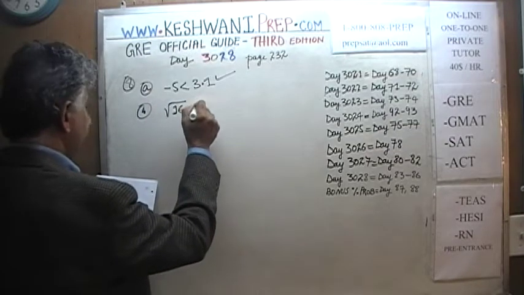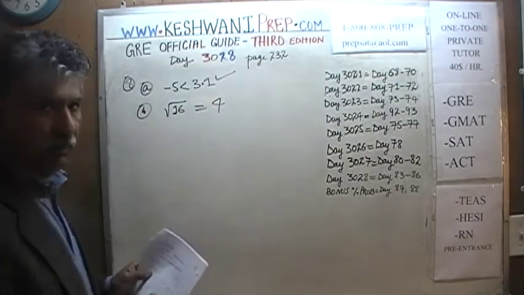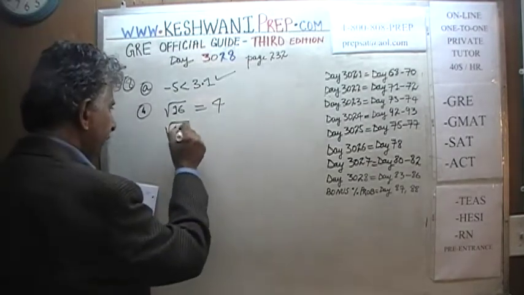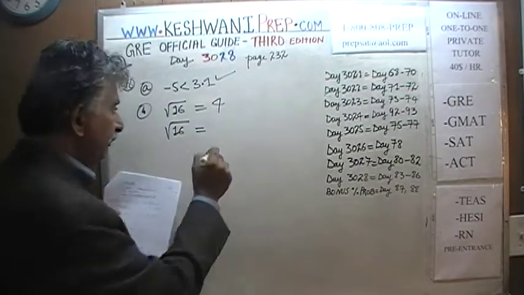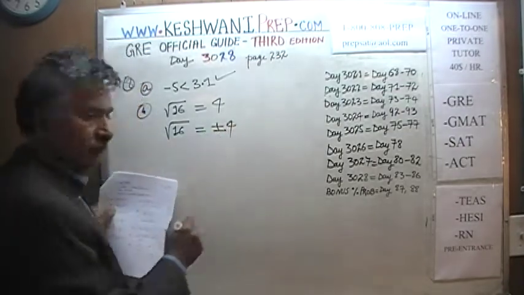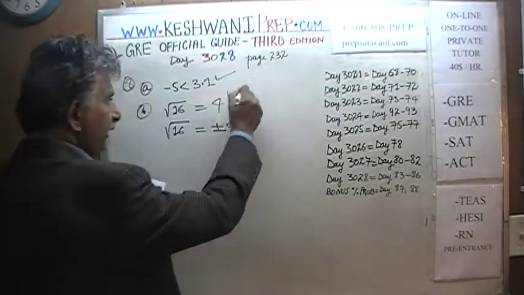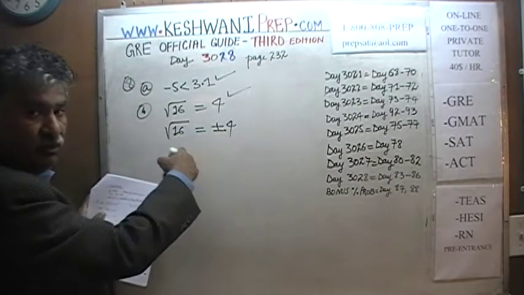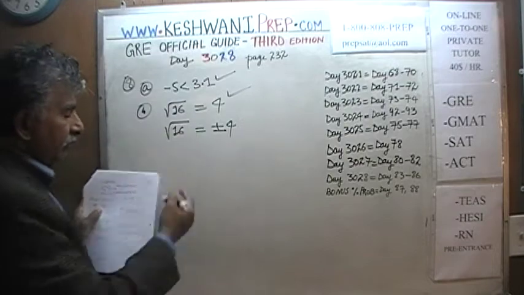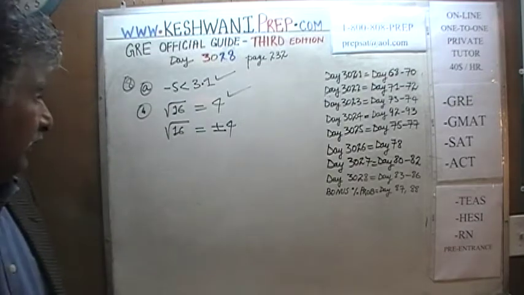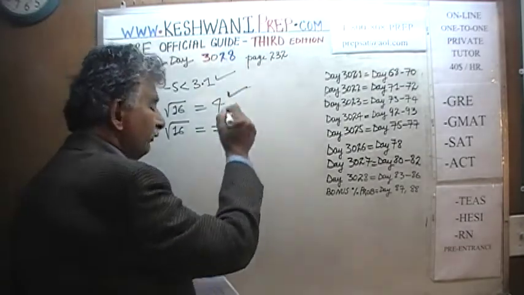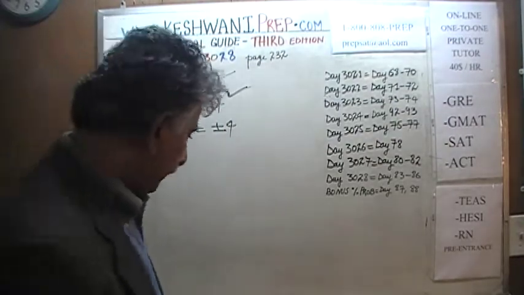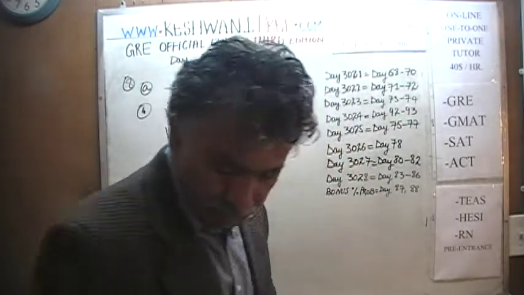B says the square root of 16 is equal to 4. Now, this is a tricky one because technically the square root of 16 can be either positive 4 or negative 4. If it is positive 4, then it is correct. But if the square root of 16 happens to be negative 4 in the context, then of course it will not be. To say that the square root of 16 is 4 is actually not incorrect, because it is 4. It is also negative 4. Let's move on.